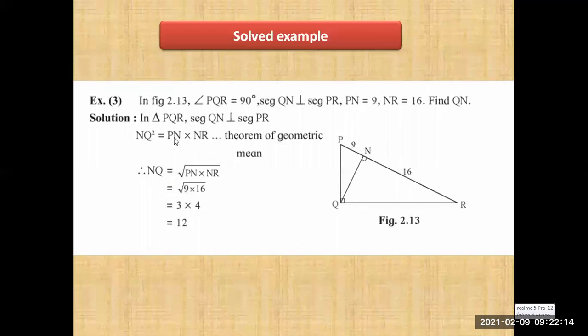So taking the square root, we get under root PN into NR. Write down 9 into 16. See here, a simple way: 9 is the perfect square of 3 and 16 is the perfect square of 4. So the square and square root cancel, and we get 3 into 4 is equal to 12. You can also find 16 into 9, that is 144, and the square root of 144 is equal to 12. Okay, so in this way you will find any type of question.